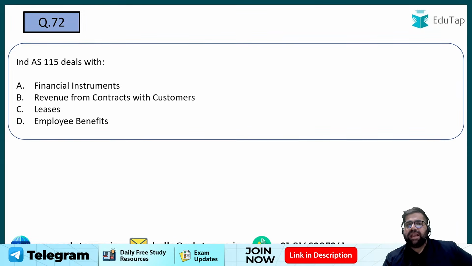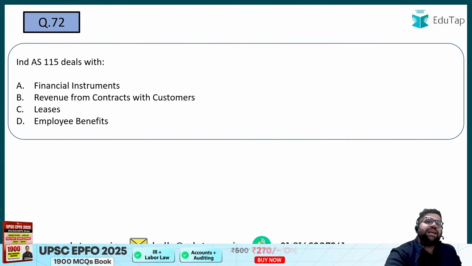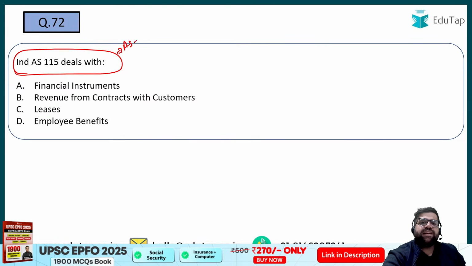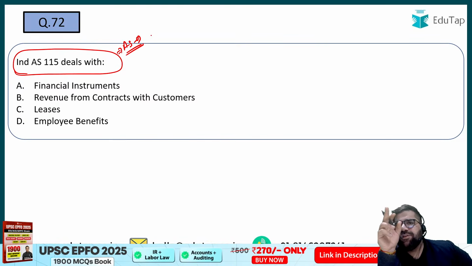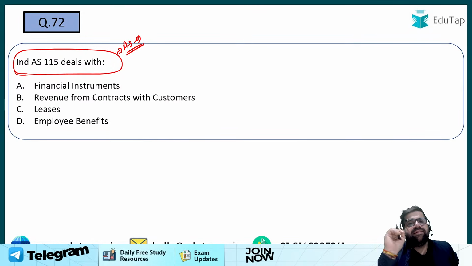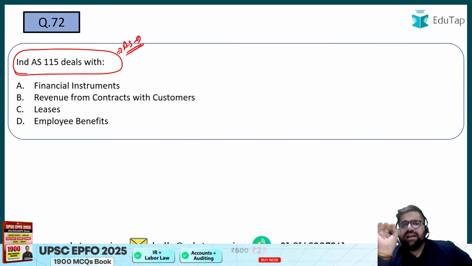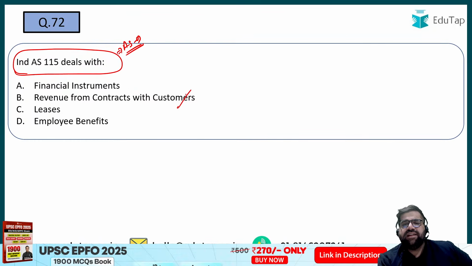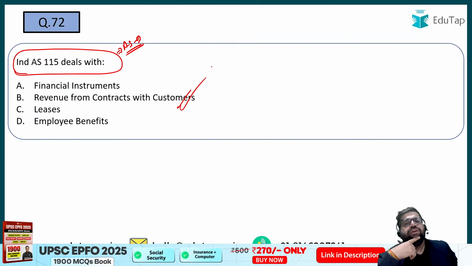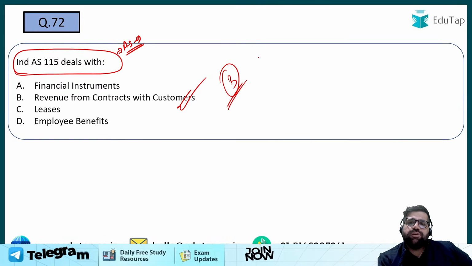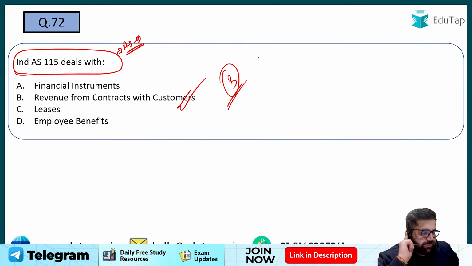72. Ind AS 115. Ind AS 115 is basically a corresponding part of AS9. AS9 is for recognition of revenue, but Ind AS 115 has replaced AS9. Ind AS 115 basically deals with what? Revenue from contracts with customers. Now this is factual information which you should remember. The answer will be option number B.